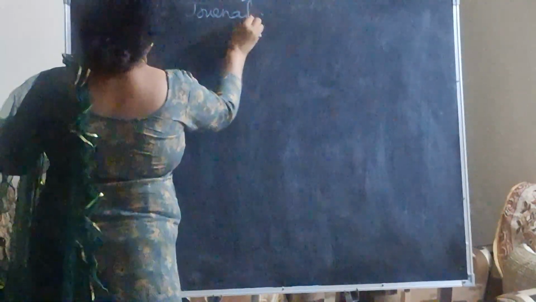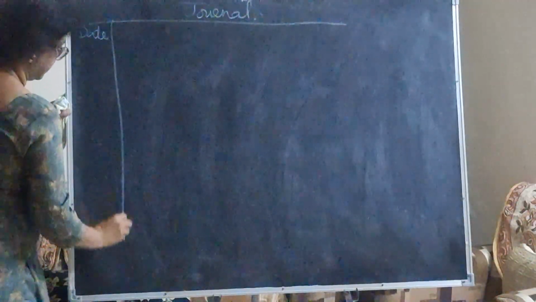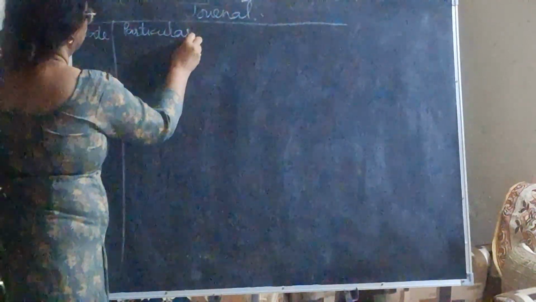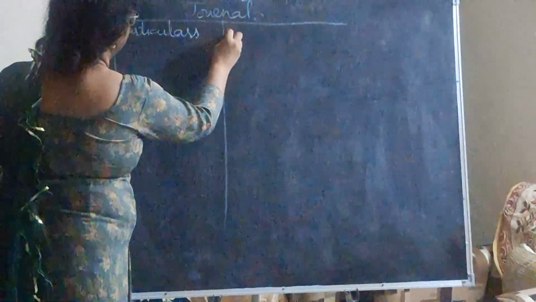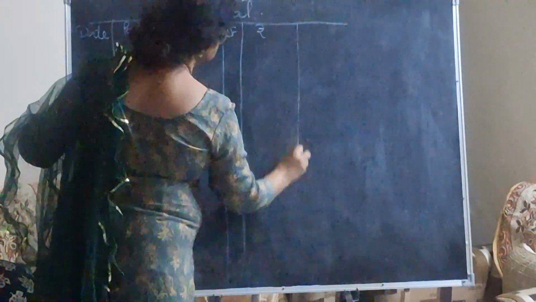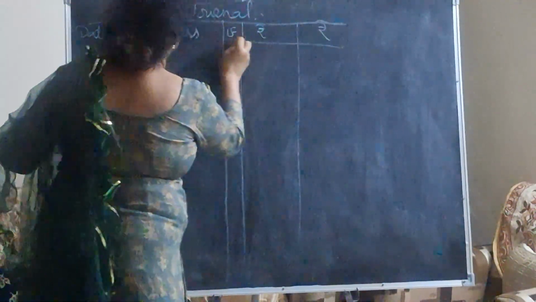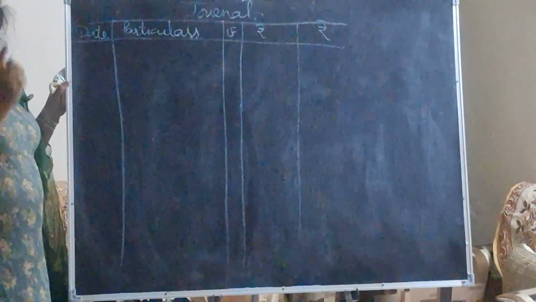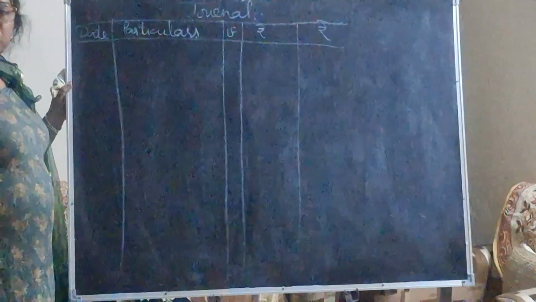So we will make a journal, and here we prepare date, particulars, LF. This is ledger folio, the page number of ledger on which this entry is being posted, debit amount and credit amount. So the first entry is when we are transferring the profits from P&L account to P&L appropriation account.